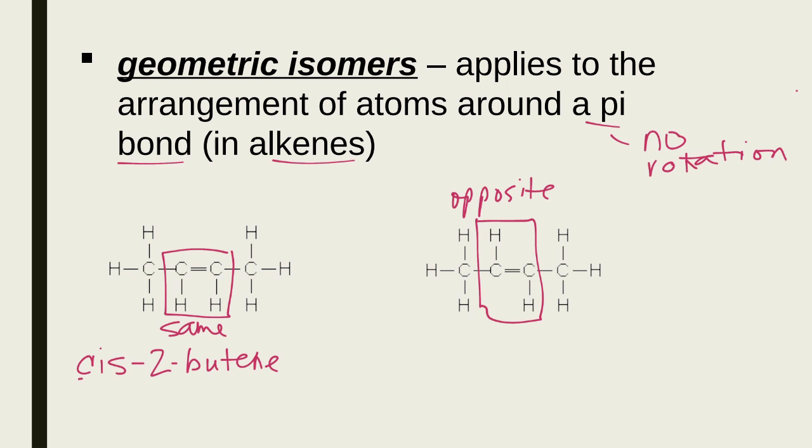And then if they're on the opposite side, we use the prefix trans, and we would still call it by the same name, trans 2-butene. And you might be saying, oh, but they got the same name. Well, they don't, because we have this part, cis and trans, written down. That denotes that they are different molecules, that their arrangement of atoms is slightly different around the pi bond.